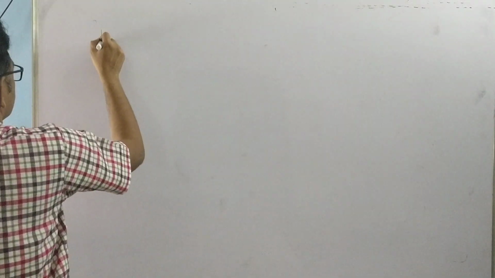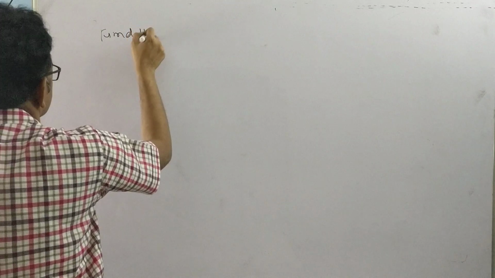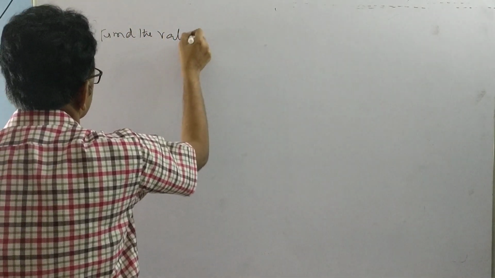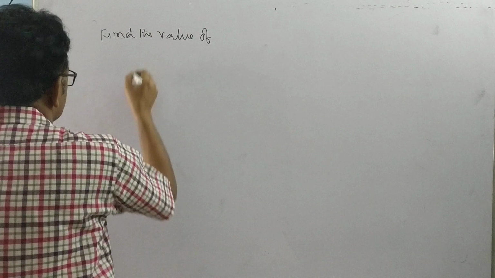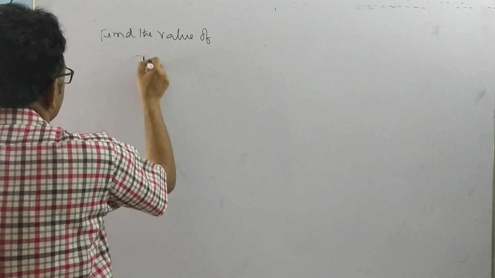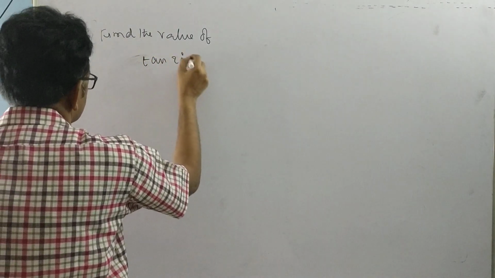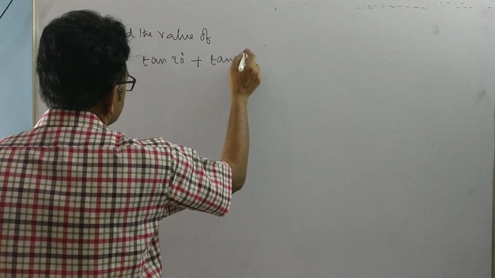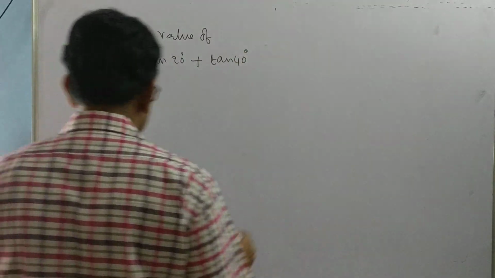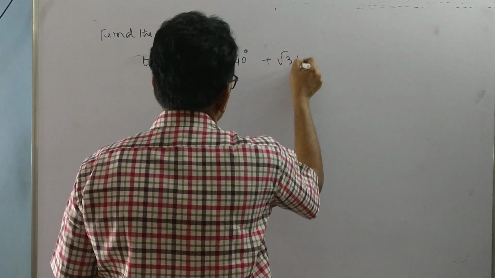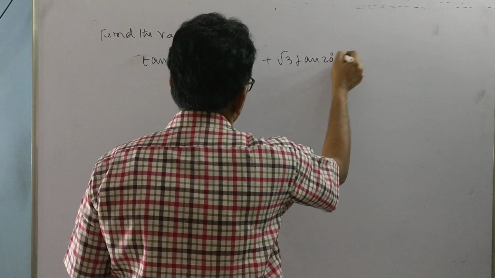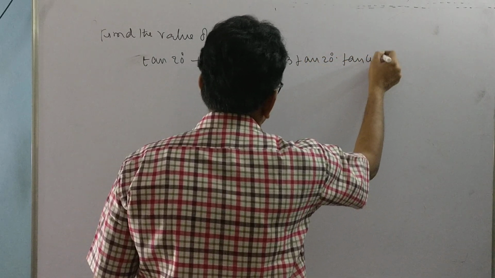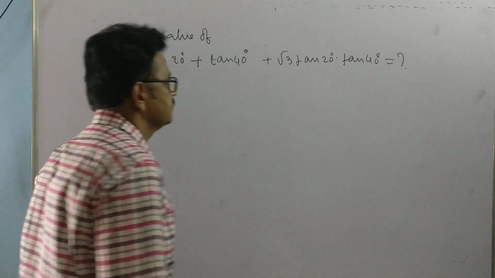Next one, find the value of tan 20 degrees plus tan 40 degrees plus root 3 into tan 20 degrees into tan 40 degrees is equal to what?